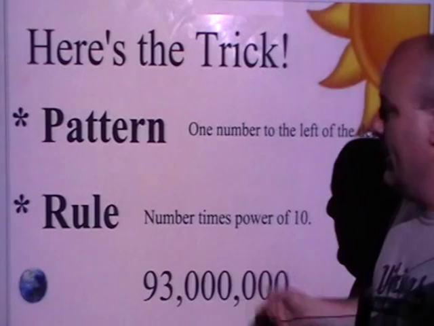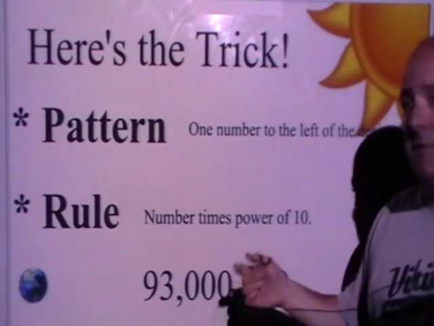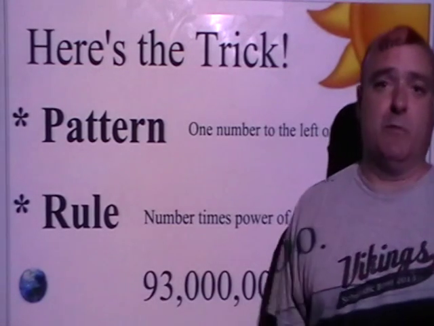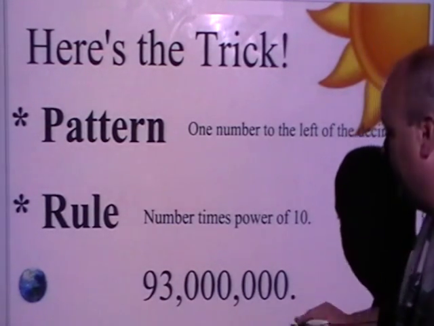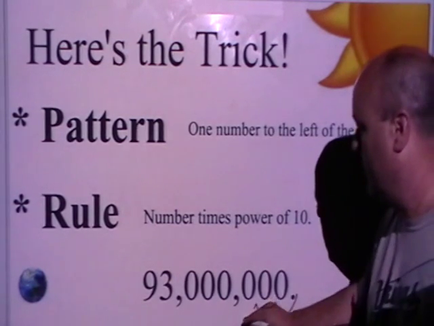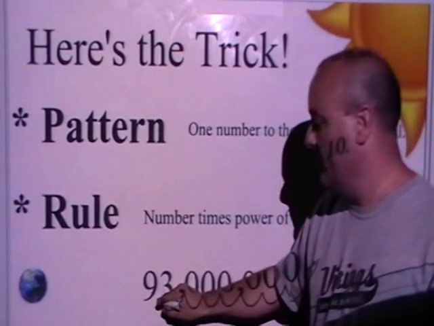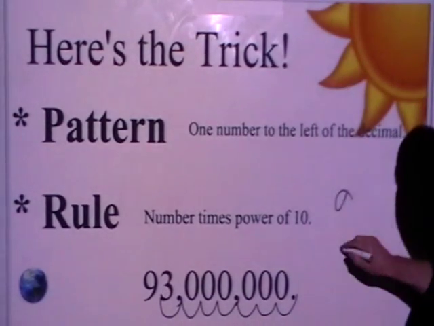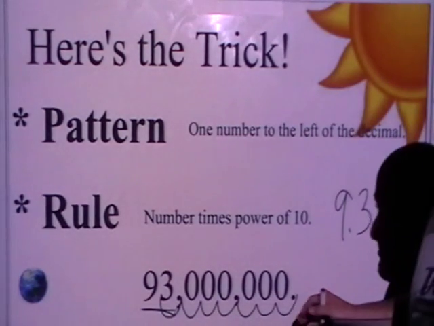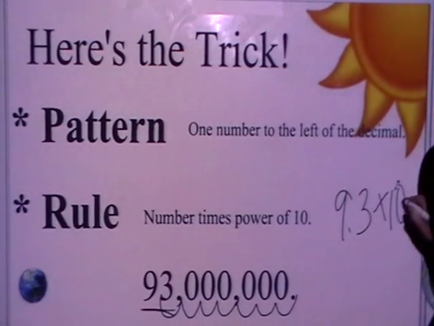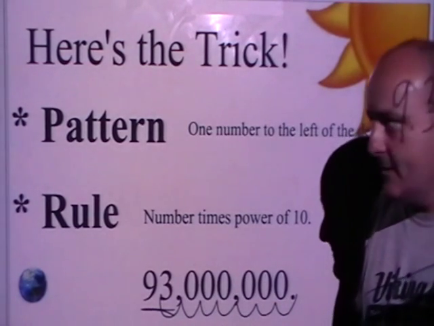And then the rule is that you're going to take the number that's left over, minus the zeros, times the power of 10, how many times we moved it over. So let me show you here. Following the pattern, one digit left of the decimal, 1, 2, 3, 4, 5, 6, 7. Leaving our decimal right there. So we have 9.3, these are the digits that are left, getting rid of our zeros, times 10 to the 7th power because we moved it over 7 spaces.